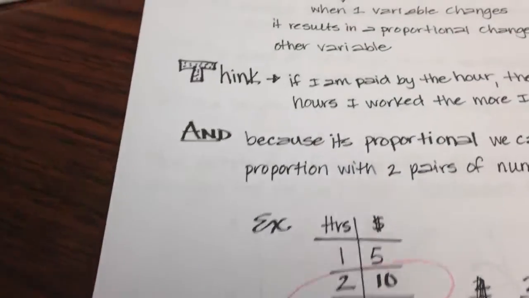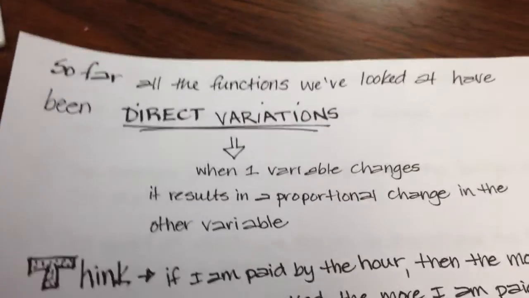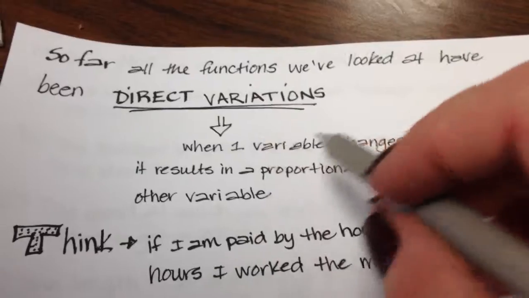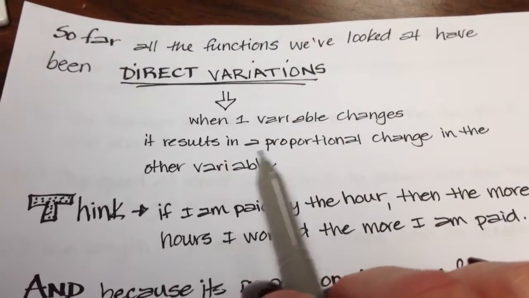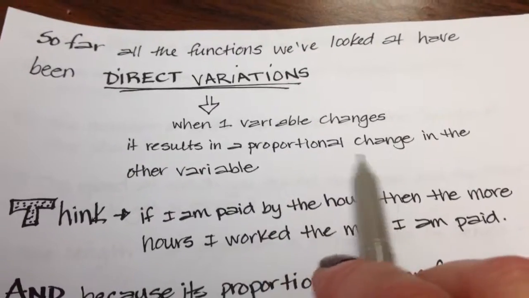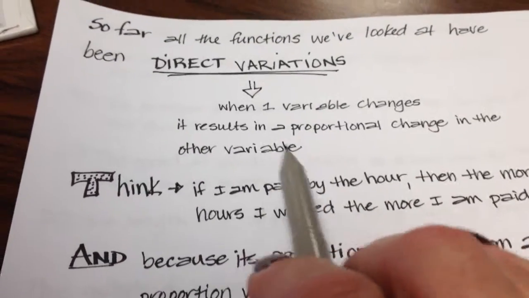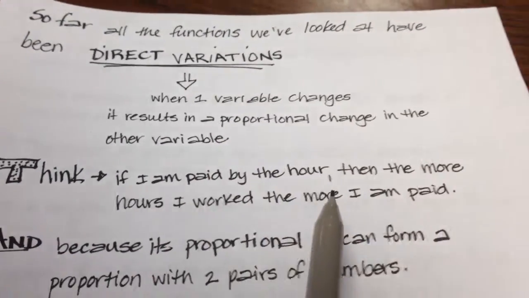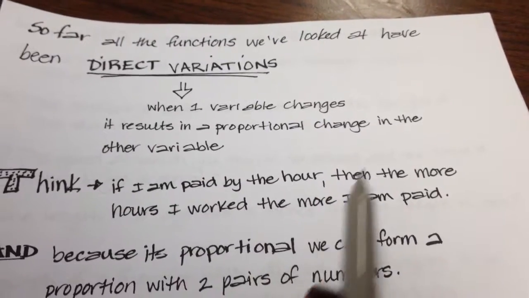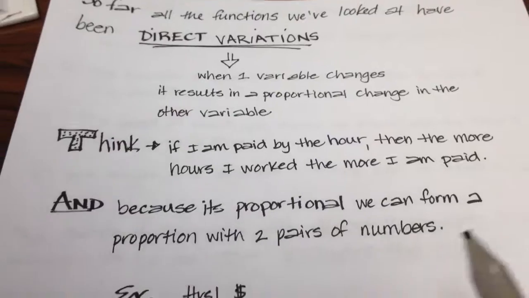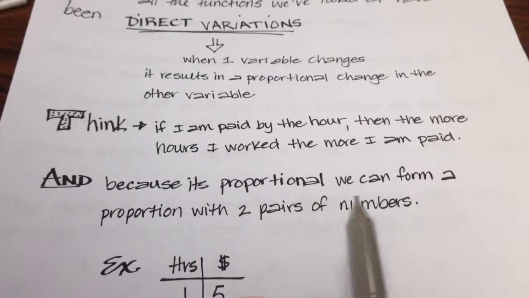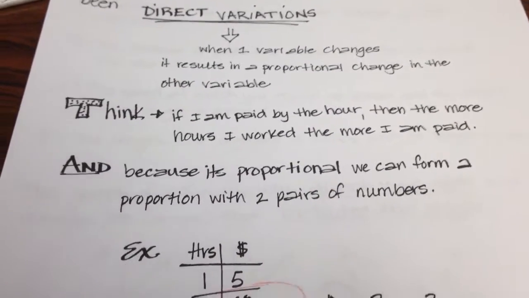All right. So far, all of those functions we've looked at have been direct variations. That means when one variable changes, it results in a proportional change in the other variable. Okay, so think this. If I'm paid by the hour, then the more hours I work, the more I'm paid. They're related to each other proportionally, right? And because it's proportional, we can form a proportion with two pairs of numbers.